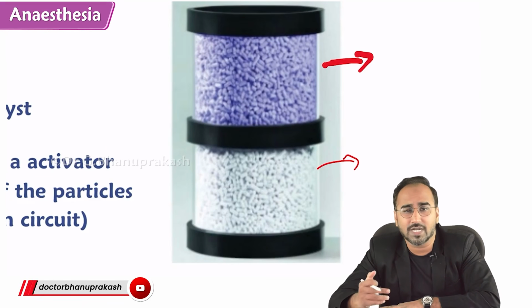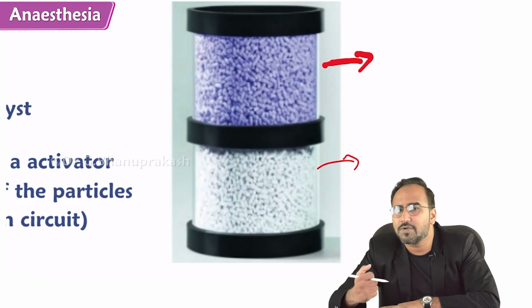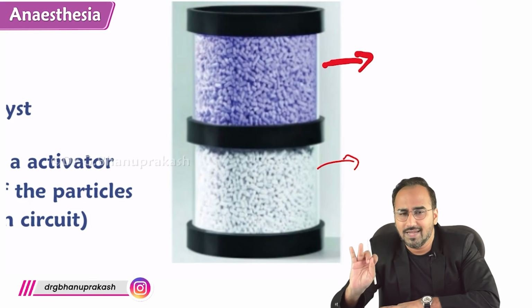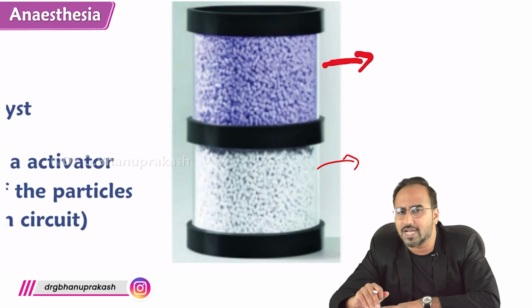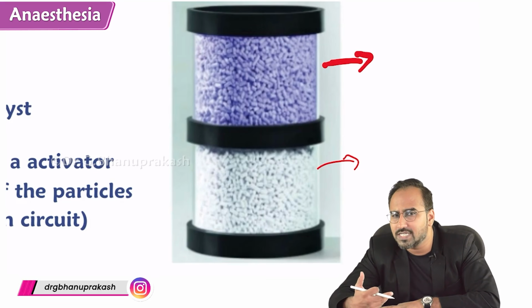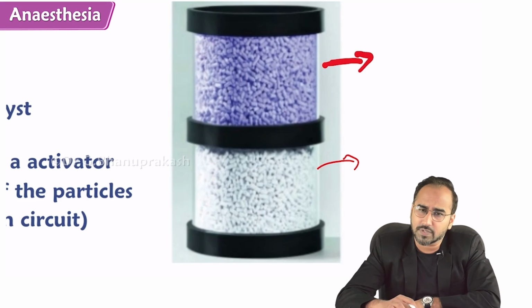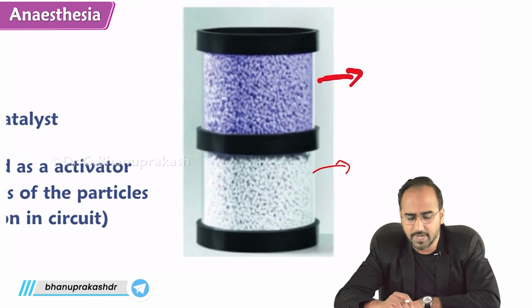To this soda lime, what is being added? An indicator dye. What is the indicator dye I am talking about? It is phenolphthalein, ethyl violet, mimosa. These are the indicator dyes added to the soda lime, which indicate the color change when the soda lime is exhausted. So remember guys, 100 grams of soda lime will absorb how many liters? 23 to 26 liters of carbon dioxide.